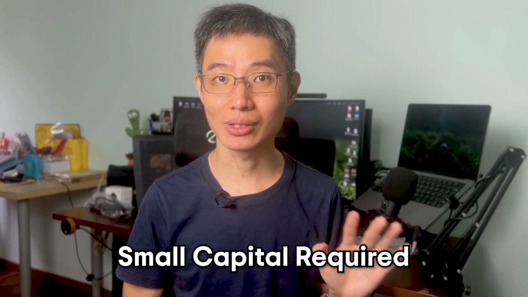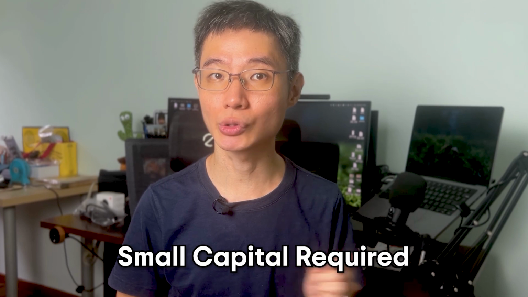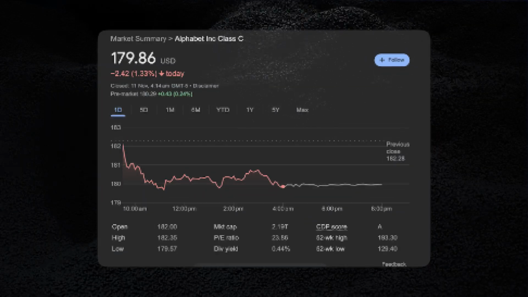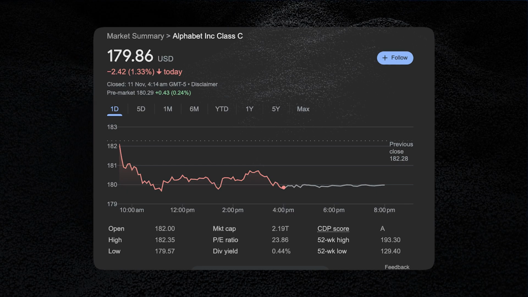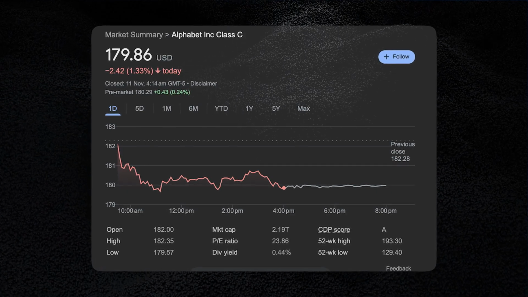And lastly, I only need a small capital to start trading credit spreads. This is unlike covered calls or cash secured puts, where one will need enough capital to buy 100 stocks. Like if I want to do cash secured puts on Google, I will need around $18,000 to do it, which is a lot of money.